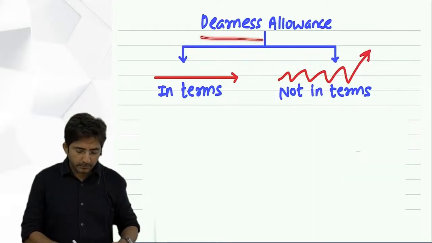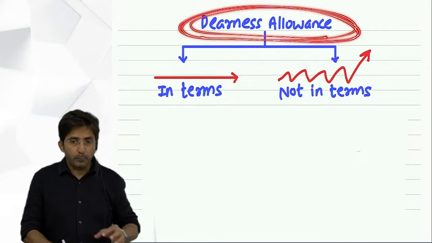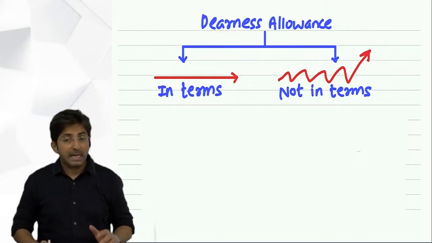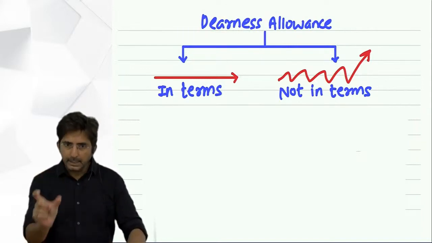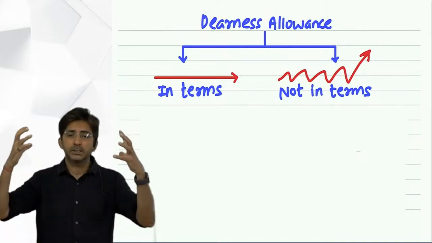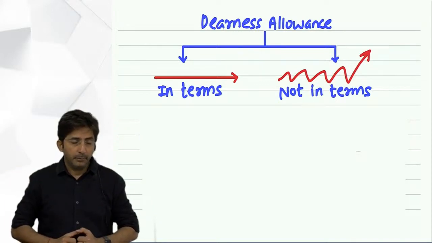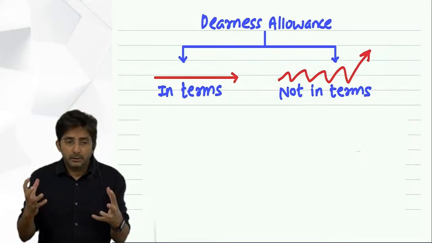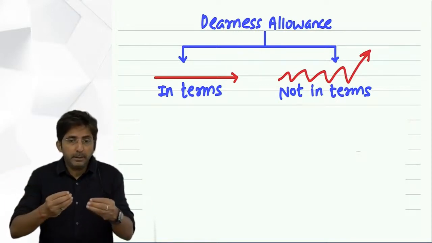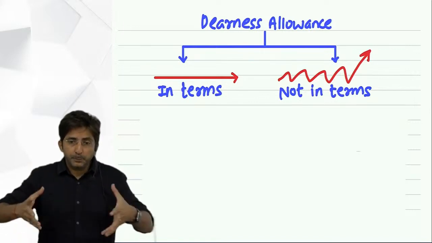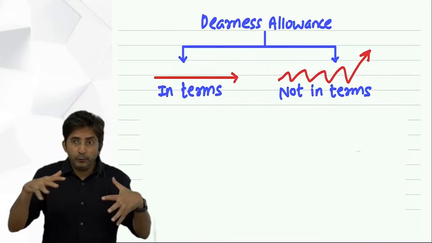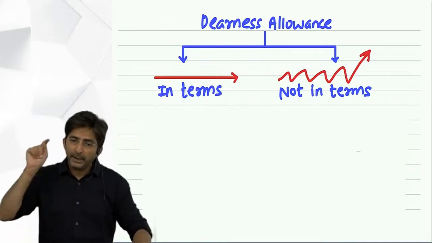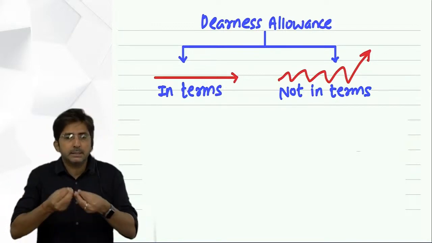Dearness allowance. There is one point to be explained. See, last lecture, what did I say? What is dearness allowance? It is an allowance given to face inflation. Because inflation is torture. Because in inflation, everything becomes costly. So you have to spend a lot and your income is a little bit. So it's very difficult to face inflation. And to face inflation, companies give you dearness allowance.